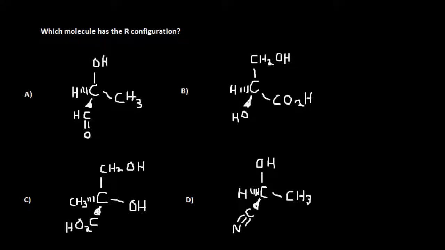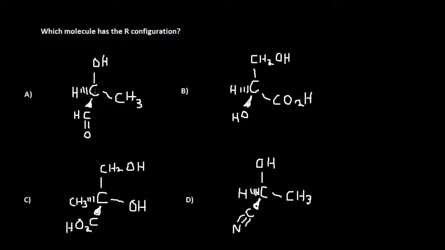Alright, so this problem asks, which molecule has the R configuration? So it's stereochemistry here. What we've got to know is how to interpret these stereo drawings of molecules to determine R and S when drawn like this. Dashes mean the bond is going into the page. Solid wedges mean the bond is going out of the page. So what we want to do is number these by priority.